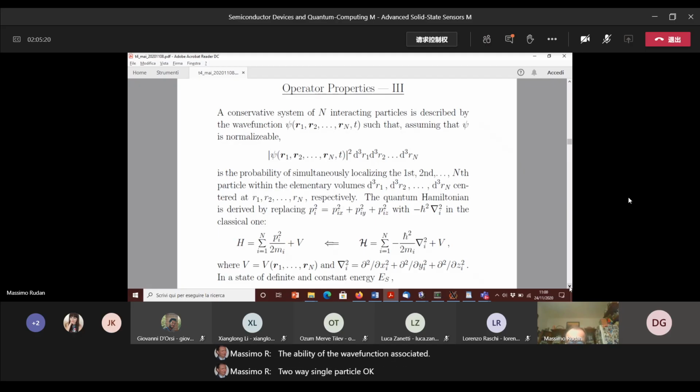Now it is 11, so we stop for 10 minutes, and then we shall construct the theory for the system of n particles. Of course, it will be very similar to that of a single particle, so we shall not spend too long on it. Okay, so we shall continue in 10 minutes.